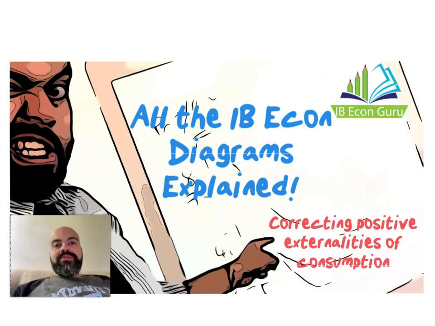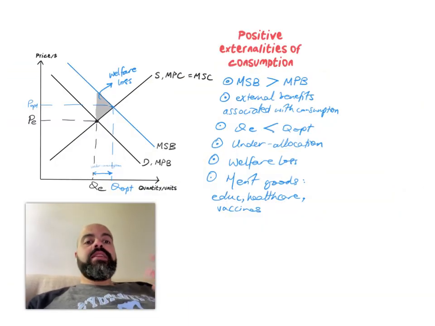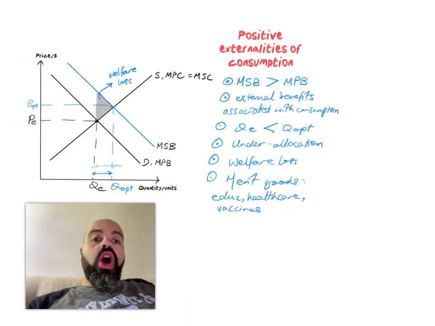Hey everyone, so this video will focus on correcting positive externalities of consumption. When there are positive externalities of consumption, how can the government intervene to correct this market failure? So let's get started.